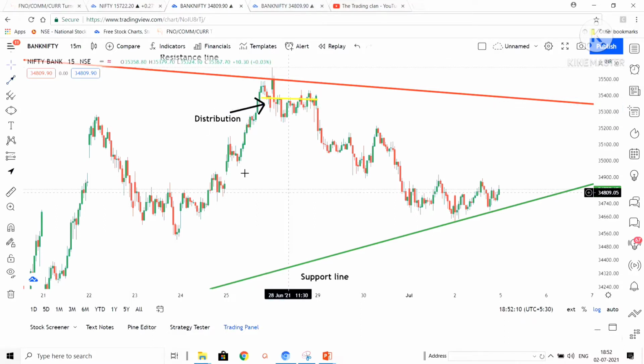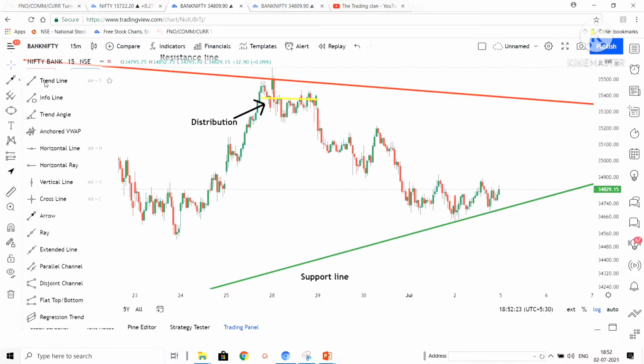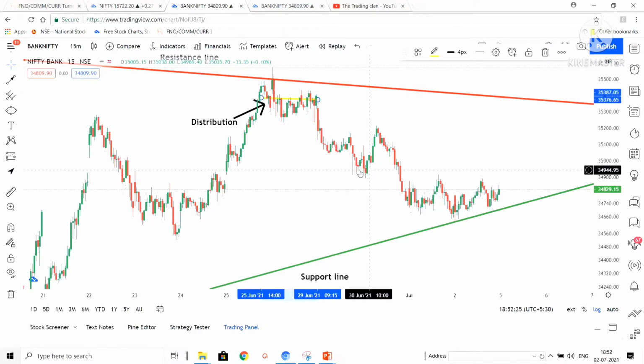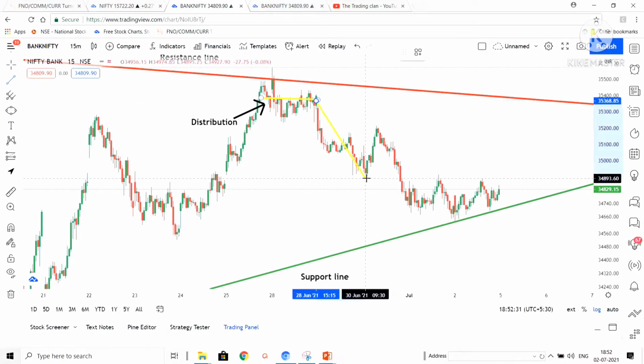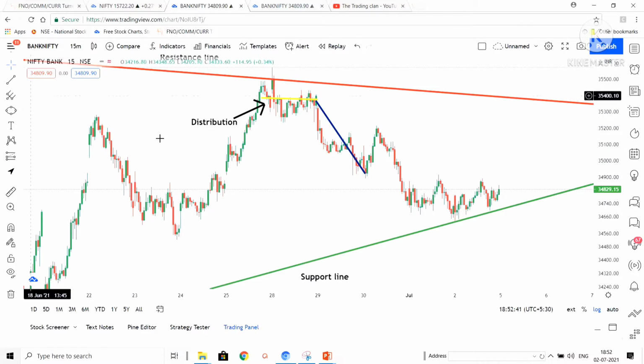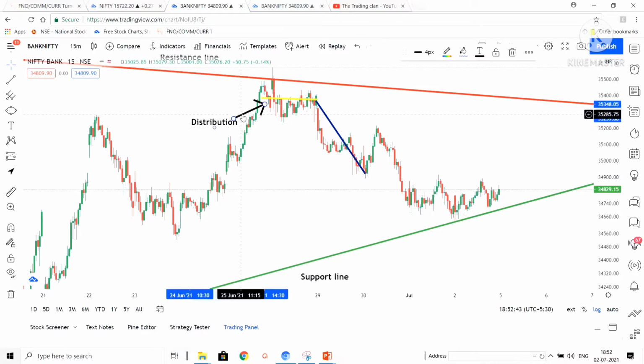So the first point, the market doesn't have much movement. So I marked that line in yellow color, which I have considered as a distribution area. After that, I am going to draw one more line where the market was in downfall. So I have marked that line in blue color, and I am going to indicate that as a fall of the market.